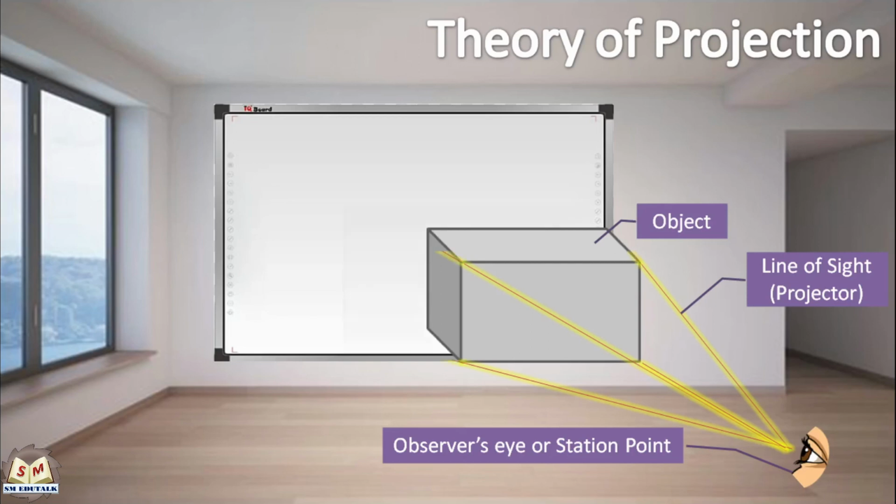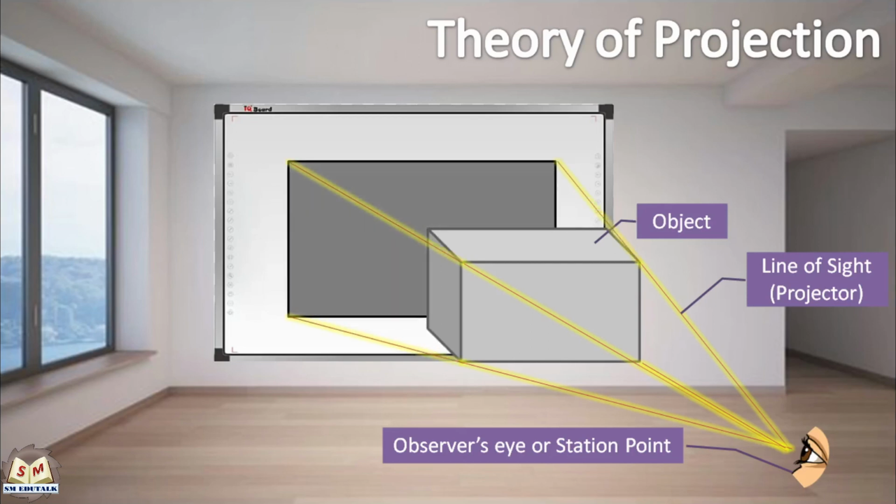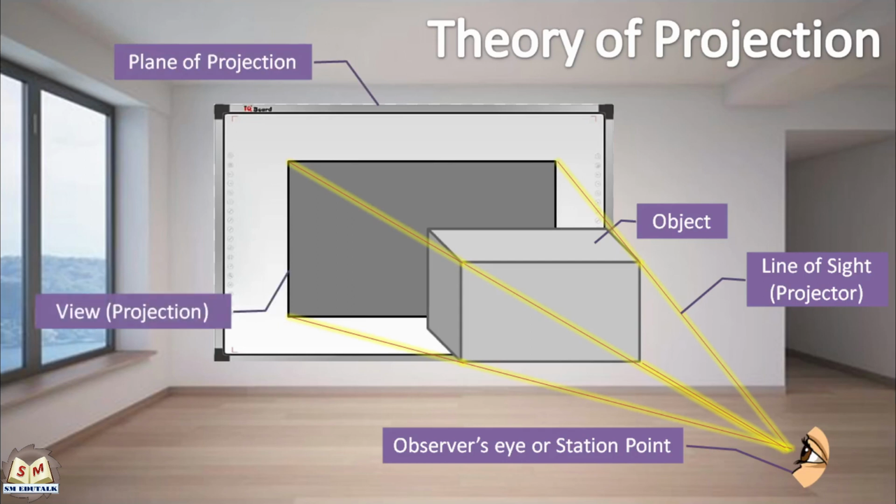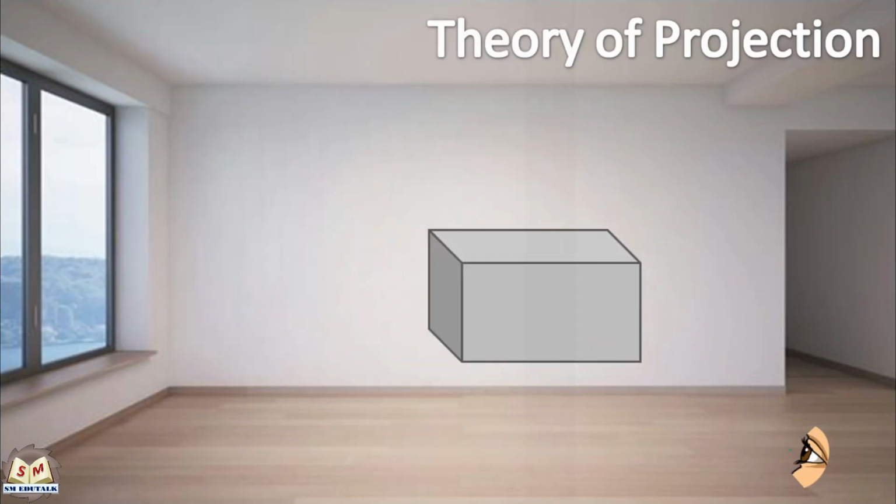That is, the light rays trace the 3D object and project it onto the whiteboard in the form of a 2D shape. Here, the whiteboard acts as a plane of projection and the image projected on the board is named a view. It is also called a projection. In this projection, lines of sight appear to converge towards a single point called the station point. That's why the projected view size is not equal to the object size.